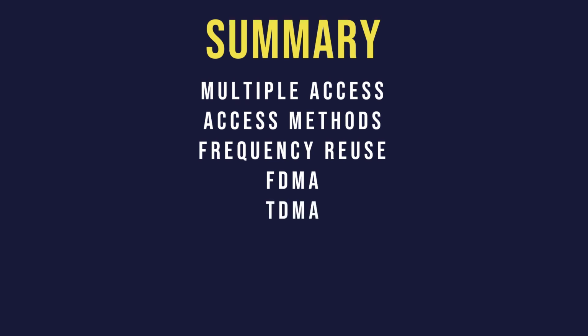TDMA allows for multiple users in one channel by assigning time slots to each of the users. CDMA uses code to distinguish between signals transmitted at the same time and frequency. OFDMA divides a wideband channel into a large number of subcarriers. Its subcarriers overlap one another. SDMA is an extension of frequency reuse and uses highly directional antennas.